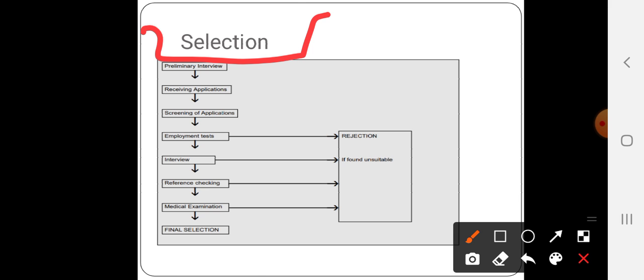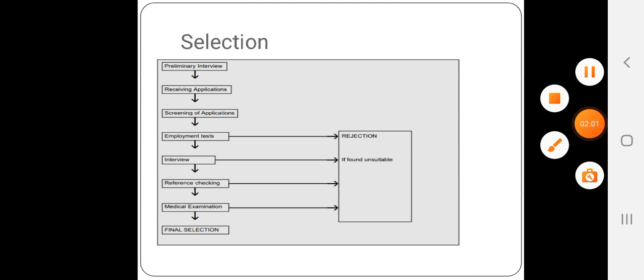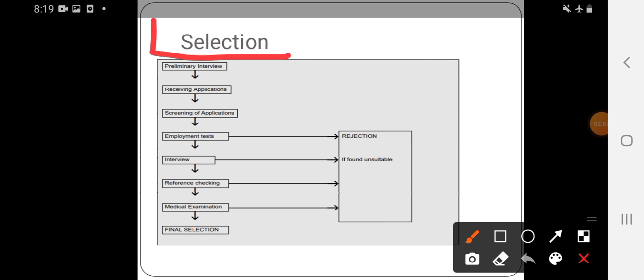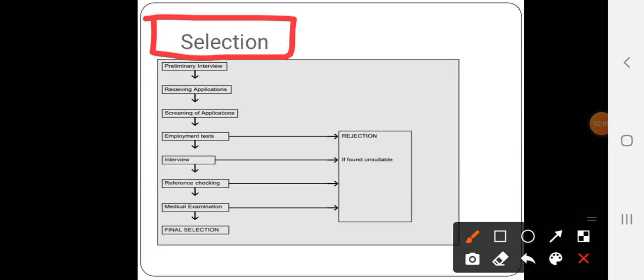There are different steps in selection, you can see. Selection includes various steps. This particular selection procedure differs from organization to organization, because there are different criteria a particular organization uses. We'll just see the formal steps in selection.